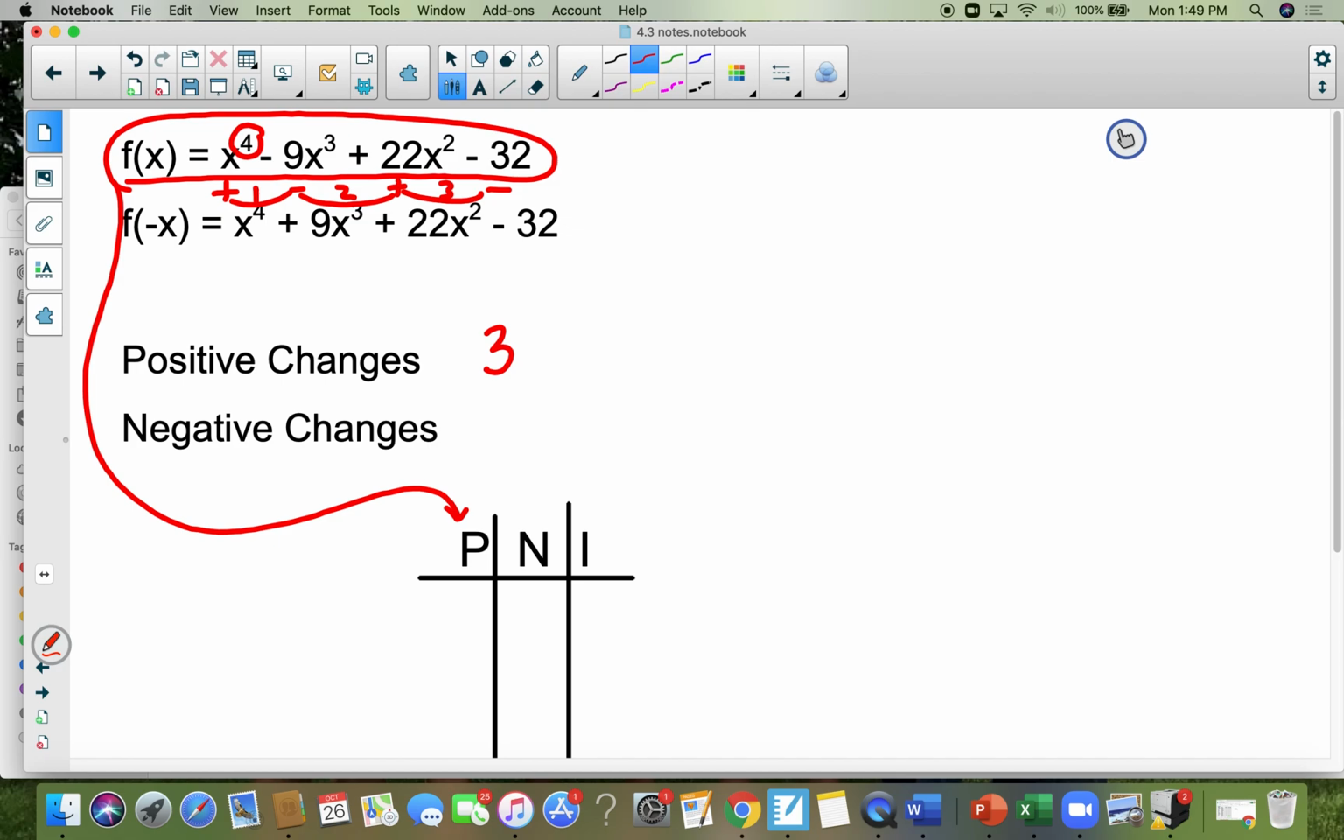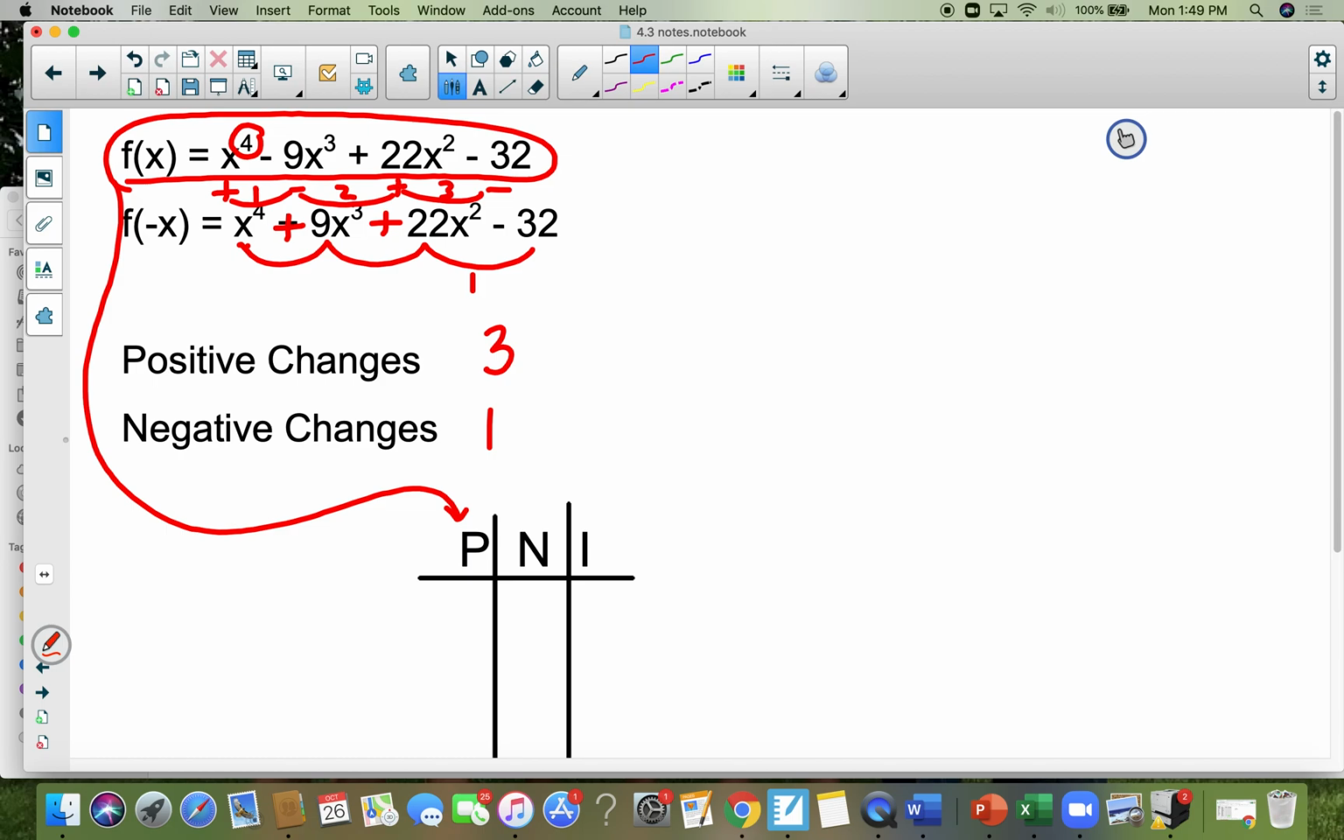Okay, this one, I put a negative x in for all of the x's. When I put a negative x in, that's going to end up being a positive. I went from a positive to a positive, no change. A positive to a positive, no change. A positive to a negative, 1 change. The negative changes is equal to 1.